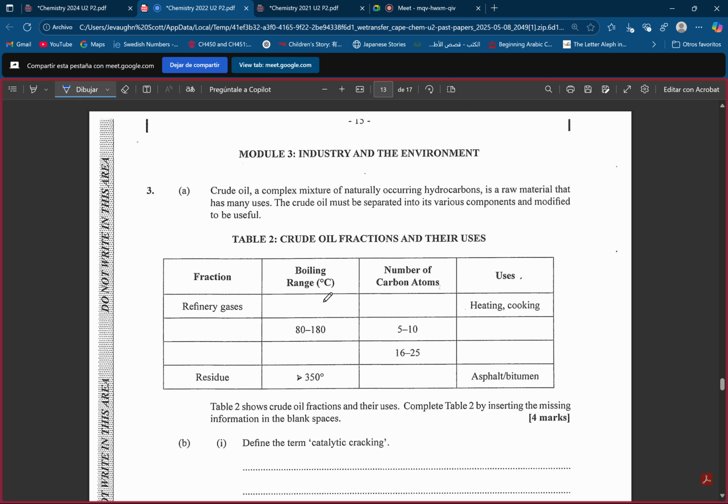The boiling range of the refinery gas is below 40 degrees Celsius. Gasoline is gonna be, this is gonna be kerosene. Or is it kerosene or gasoline? Which one? The boiling range of 80 to 180, that would be what? 5 to 10, that would be gasoline.